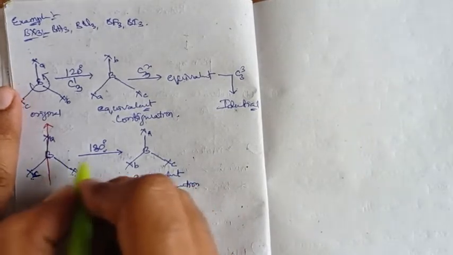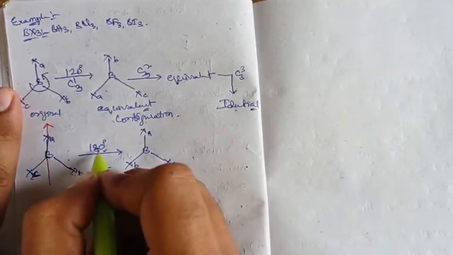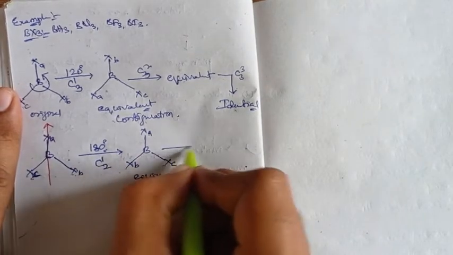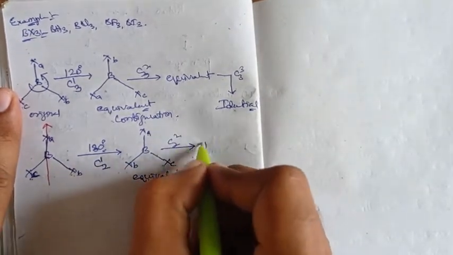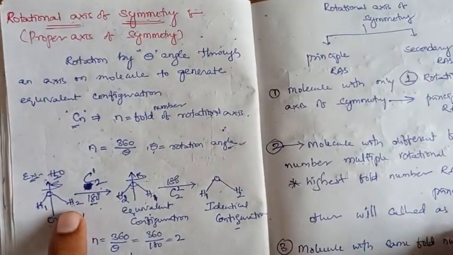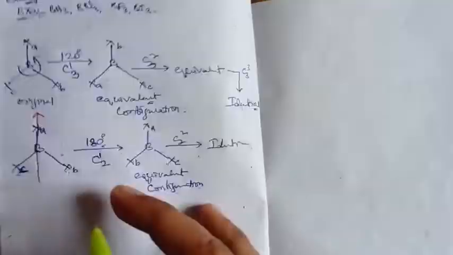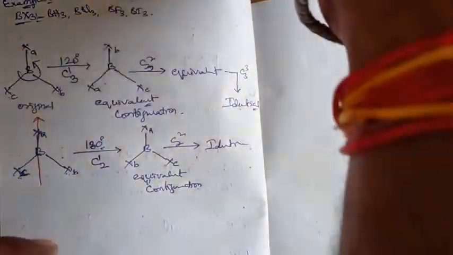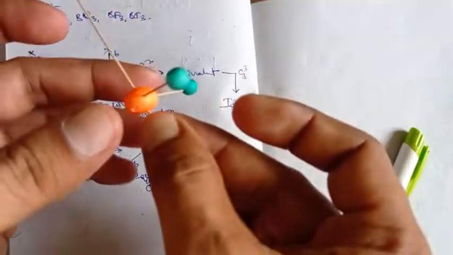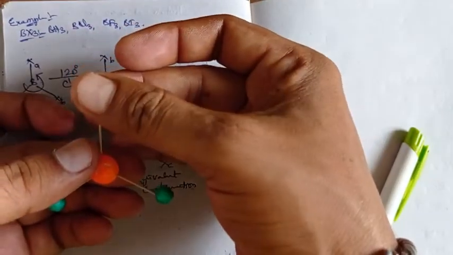Right. So when it is an equivalent configuration, that particular rotation is called a rotational axis of symmetry. Here C2 one time gives an equivalent configuration, and C2 a second time generates an identical structure. When we do this on a water molecule, C2 one time gives an equivalent configuration and the second time an identical one. Here it is the same, as we also observe in the model.